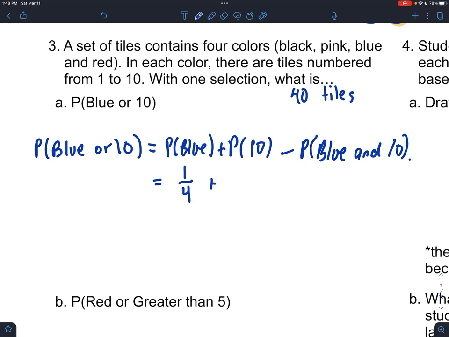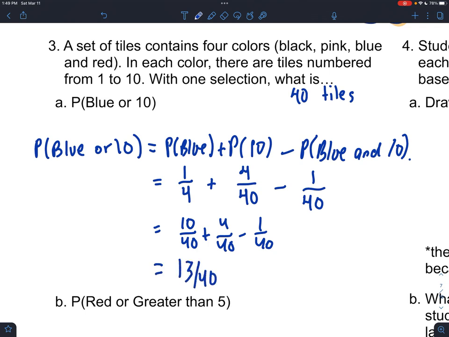Okay, so the probability of pulling a blue would be 1 out of 4 because there are 4 colors. The probability of getting a 10 is 4 out of 40, because there's a 10 for every color and there's 40 tiles. And if you want to be blue and a 10, there's only 1 tile that can count for that.